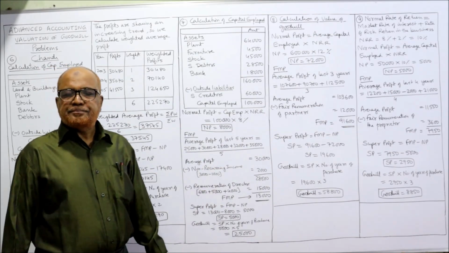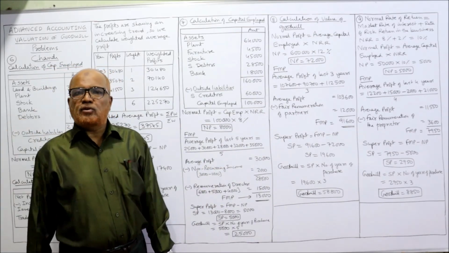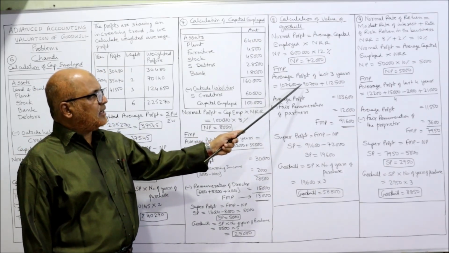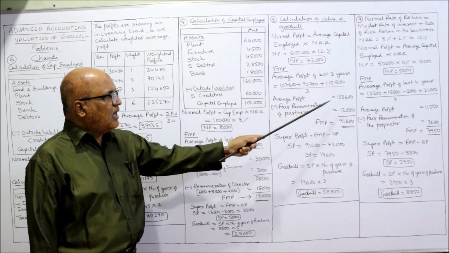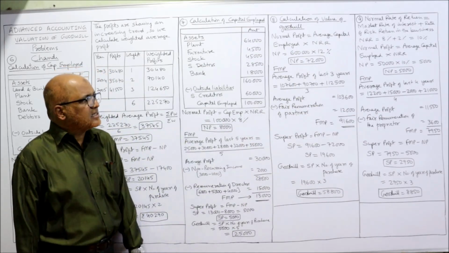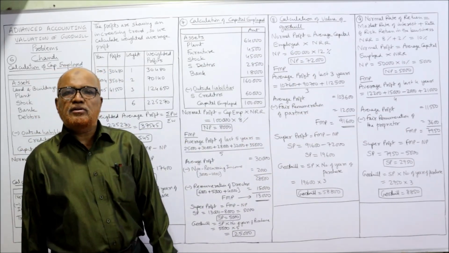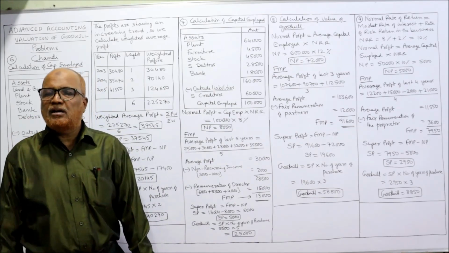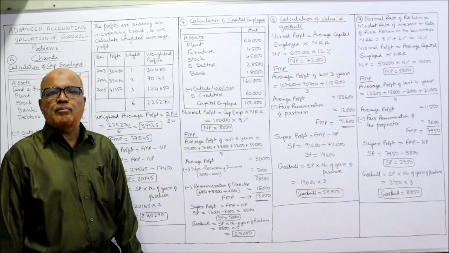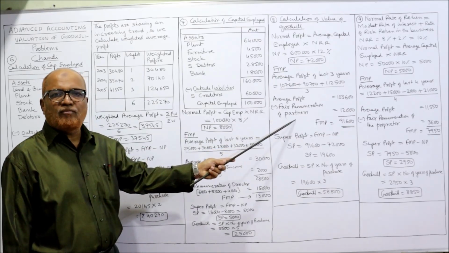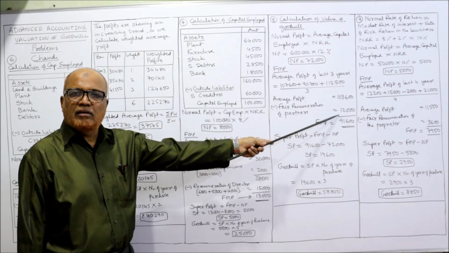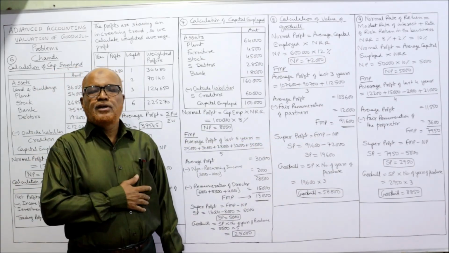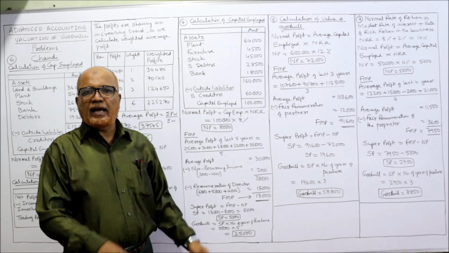Now FMP, take the average profit of the last 3 years. The last 3 years profits are 1,07,600, 90,700, 1,12,500 divided by 3. Average profit 1,03,600. That's the average profit. From average profit, deduct the expenses to be incurred in future. That is the remuneration. Fair remuneration of partners, 12,000 given. Deduct, 91,600 FMP. So we got FMP and we got NP.